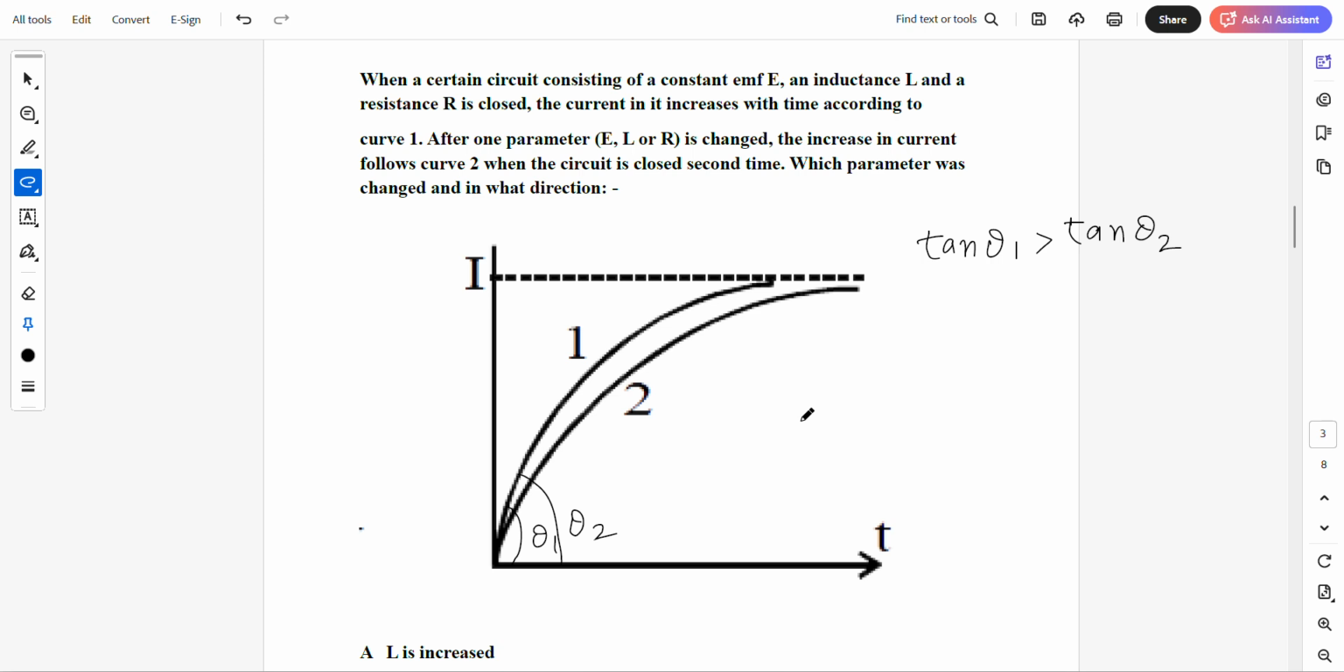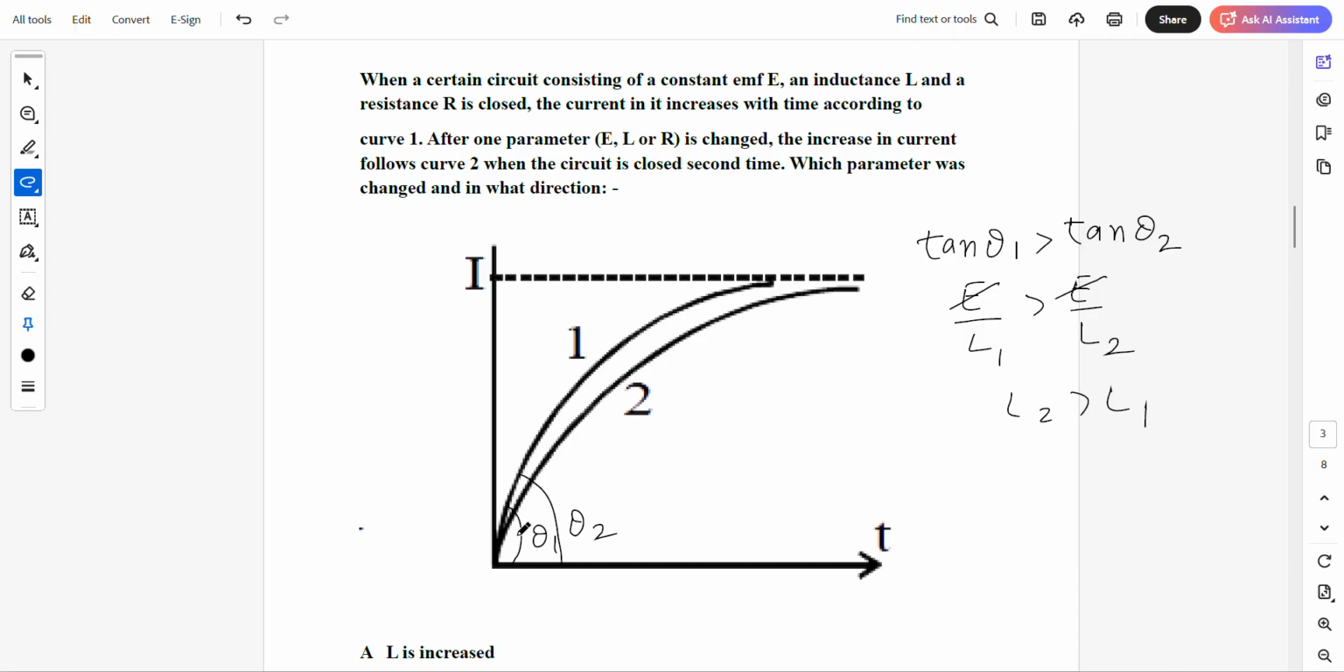Okay, tan theta 1 is greater than tan theta 2. We know that tan theta 1 is nothing but E by L1, which is greater than E by L2. Understood? E gets cancelled, therefore L2 is greater than L1 here.